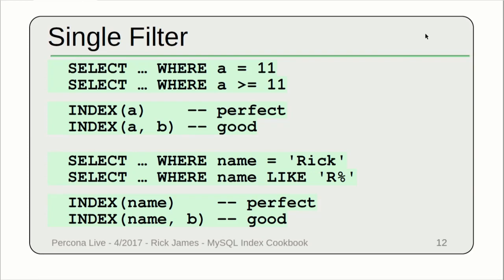Another example, where name equals Rick, that's me, or name LIKE R percent, a range. Again, index name, perfect. Index name comma something else is still good. My point here is that if you already have the two-column index, it's going to work for this case where you only need the first column. Not the second, but the first.